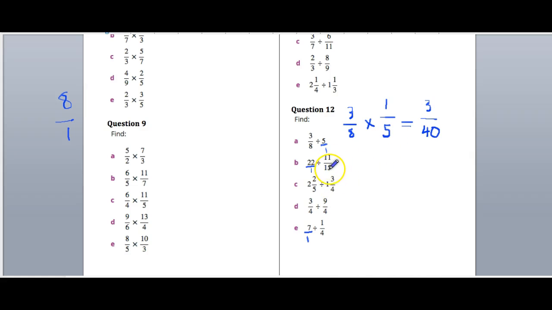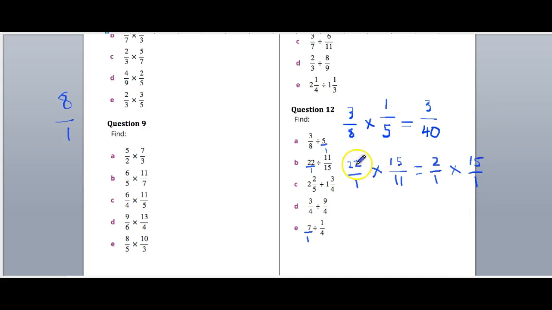All right, let's look at question B. Remember we keep the first fraction, and I've already written it as 22/1, so I'll leave it there. Multiply, and we flip the second one, so 15/11. Is there anything that can cancel? There is. This 22 and 11 are kind of like a pair. I know they're not exactly the same number, but 11 goes into 22 2 times. So I can change that 22 to a 2, and then this 11 becomes a 1.